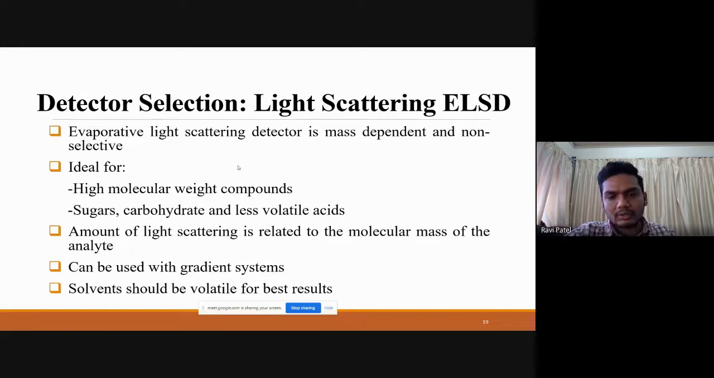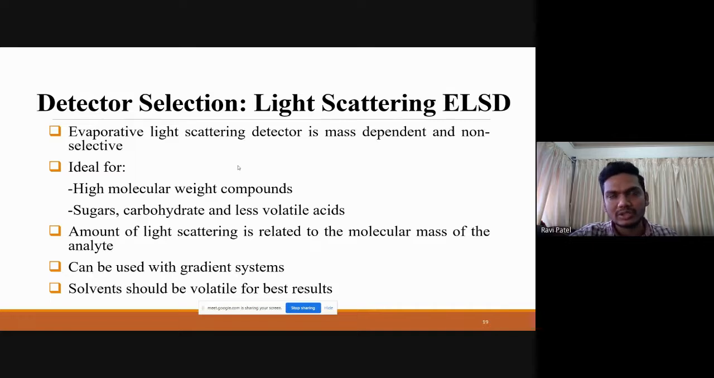Solvent can be volatile for the best result. If our mobile phase is not volatile in nature, then we are getting a very noisy baseline in our chromatogram, and we are not able to detect our main peak as well. So we have to incorporate a mobile phase that is evaporative or volatile in nature.